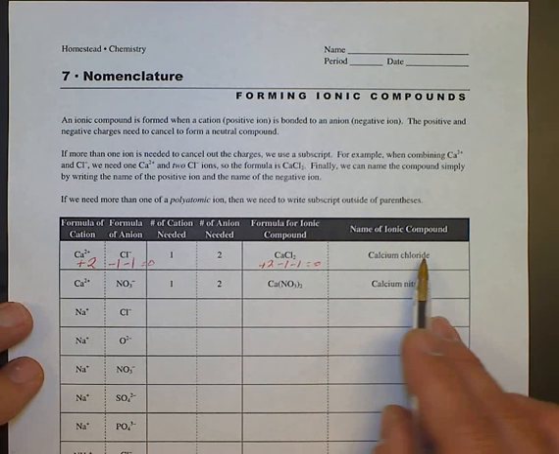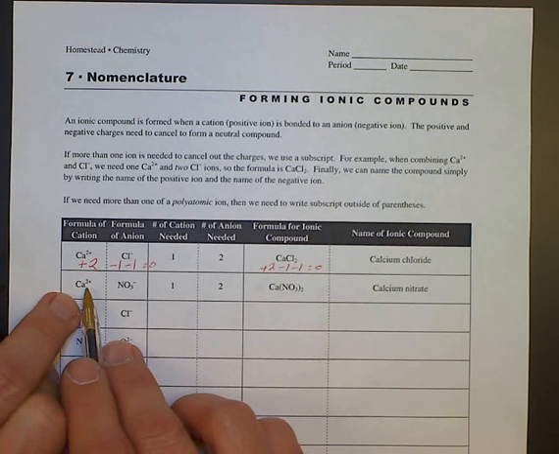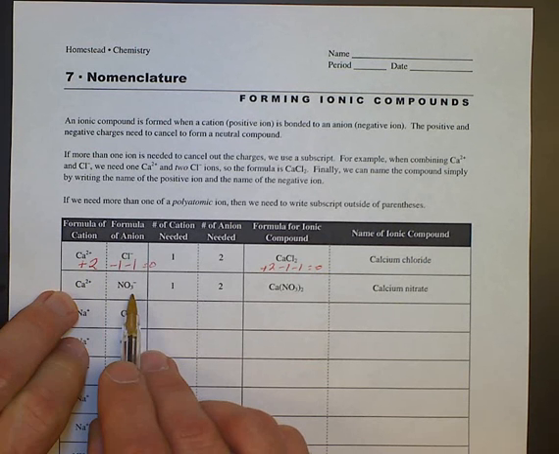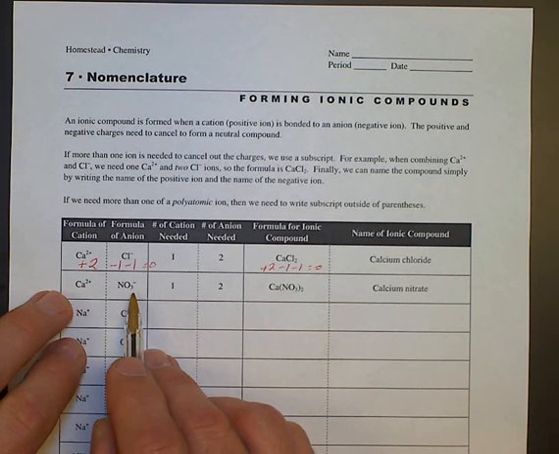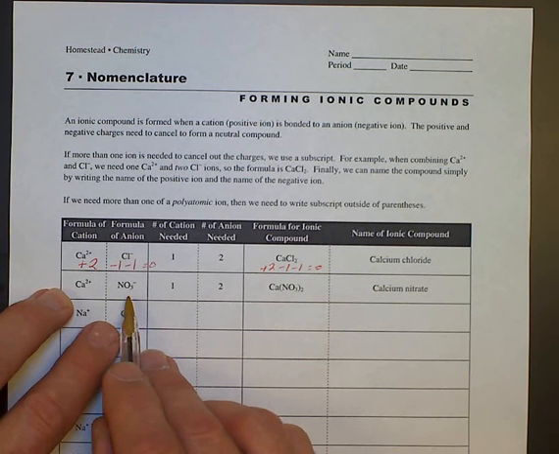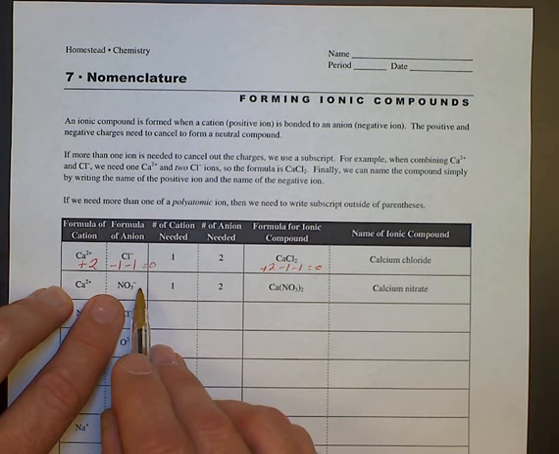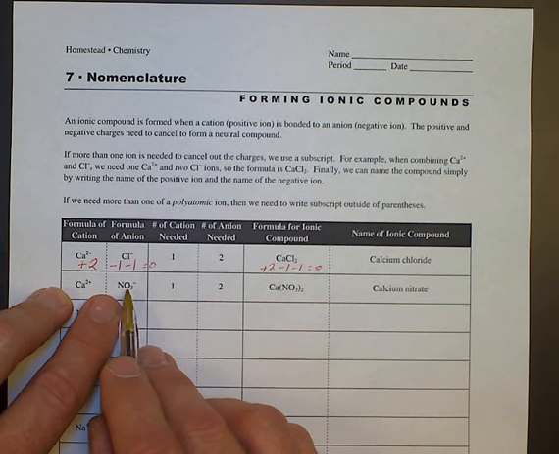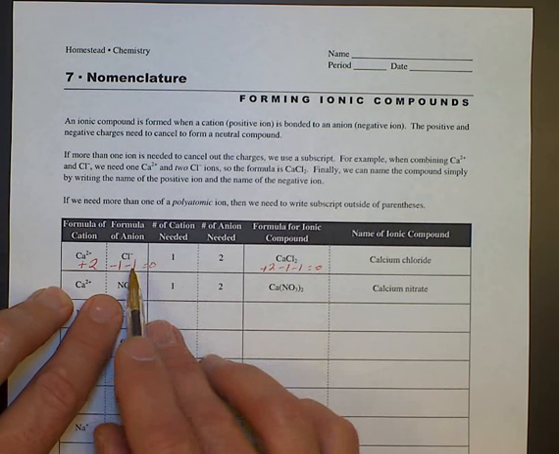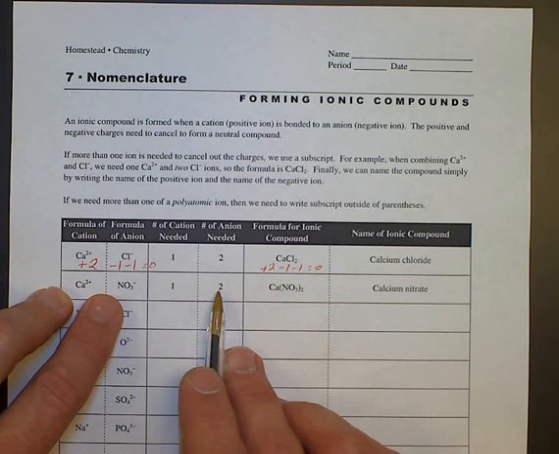If we look at the second example, you have calcium again, +2. Then we have this NO3 ion. This is called the nitrate ion. And if you look on your charges of common ion sheet, you'll see that's called the nitrate ion. Nitrate has a -1 charge. So it's really the same game as what we did with the calcium chloride. We're going to need one cation and two anions.